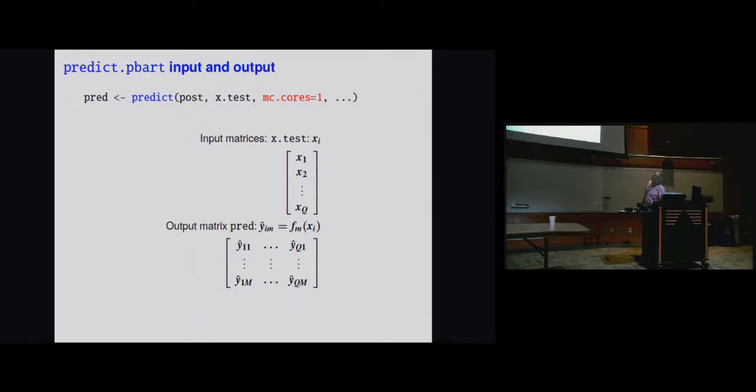And we can do the predict, and again, it's the same, right? In fact, in this case, it's almost exactly the same. You're just putting in an object of a different type. You're putting in an object of type Pbar instead of WBART.